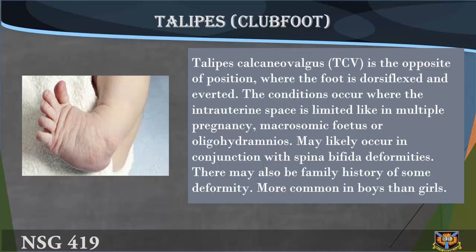The conditions occur where the intrauterine space is limited, like in multiple pregnancy. Macrosomic foetus or oligohydramnios may likely occur in conjunction with spina bifida deformities. There may also be family history of some deformity. It is more common in boys than girls.